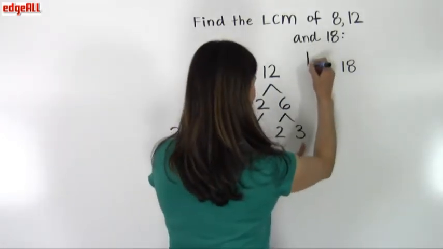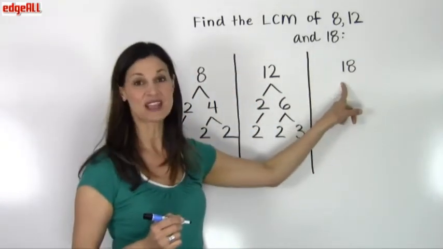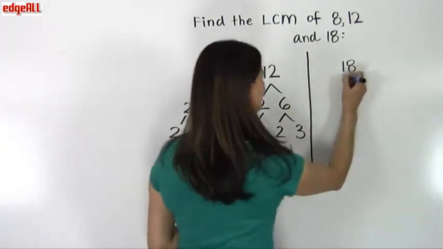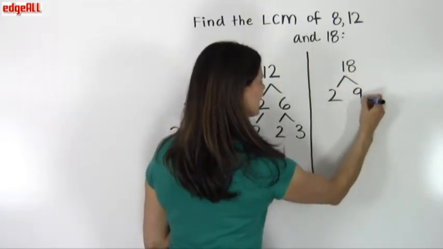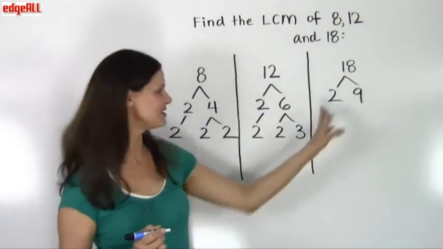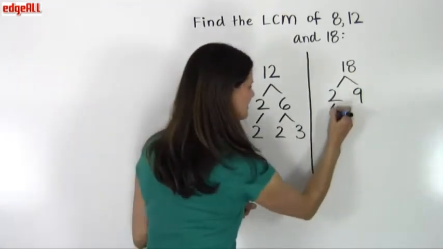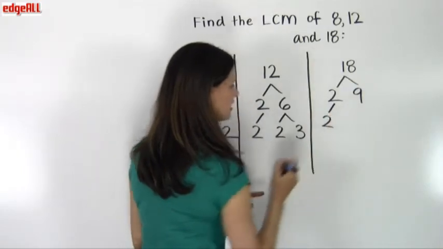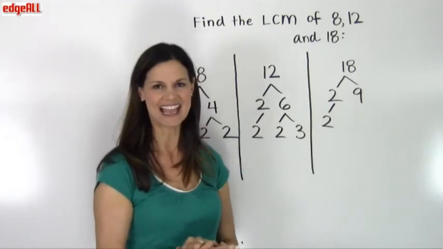Let's look then at 18. So again, we have another even number. 18 is an even number, so it's divisible by 2, and I know that 18 divided by 2 equals 9, or 2 times 9 equals 18. 2 is prime, so I leave it alone over here on my next level of the pyramid, and I now want to break down the 9.